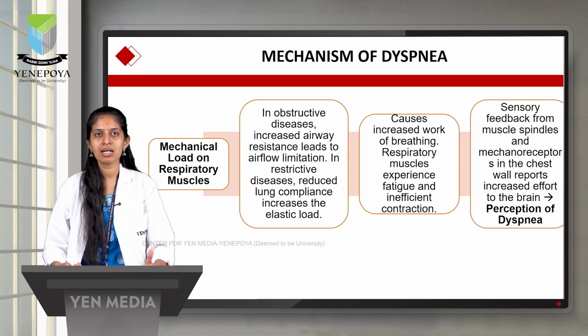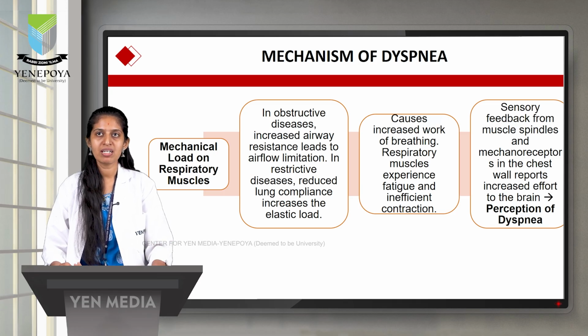So reducing the lung compliance makes an increase in elastic load. So when you see all this increased airway resistance and decreased lung compliance, it is further trying to increase the work of breathing. So your respiratory muscles will experience more workload, which will ultimately end up in fatigue, and there will be no proper contraction of the muscles.